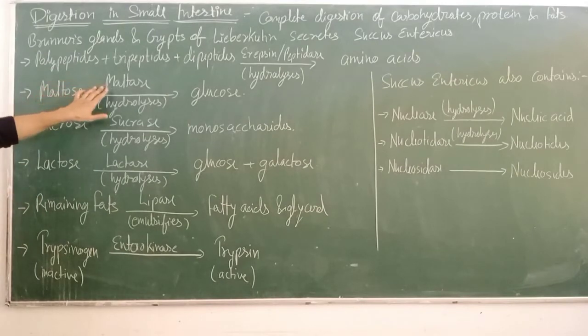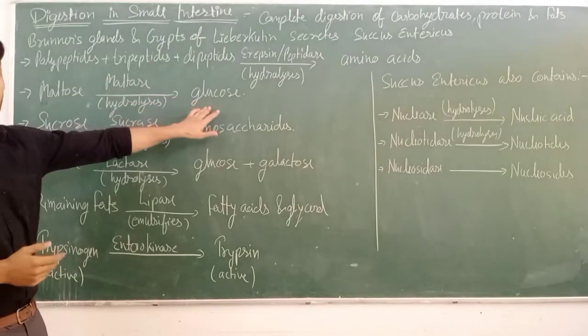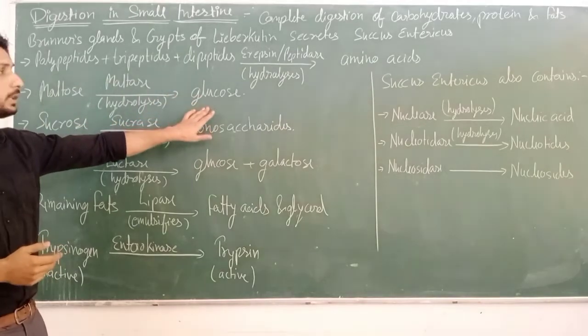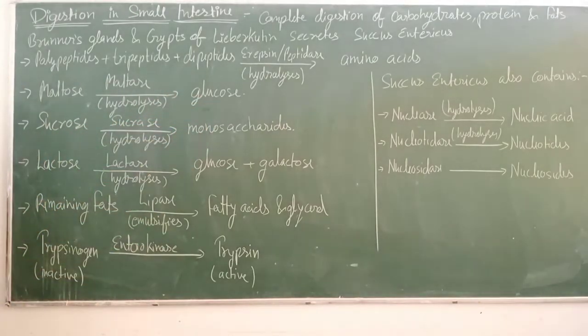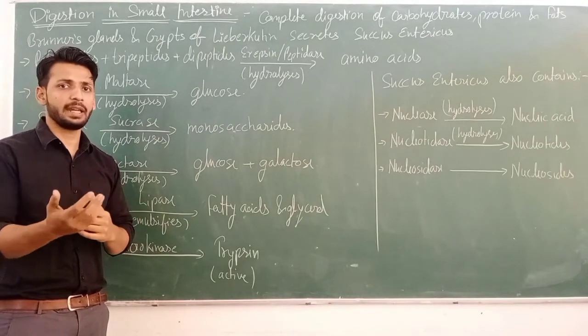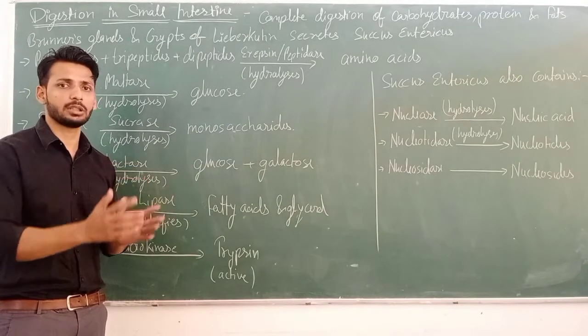Here, maltase. Maltase is an enzyme which hydrolyzes maltose into glucose. It converts maltose into glucose. Got it? Next is sucrase. Sucrase hydrolyzes sucrose into monosaccharides. Hydrolysis means to break down. It adds water and breaks down the substance.